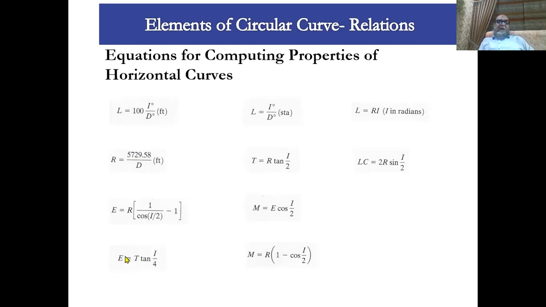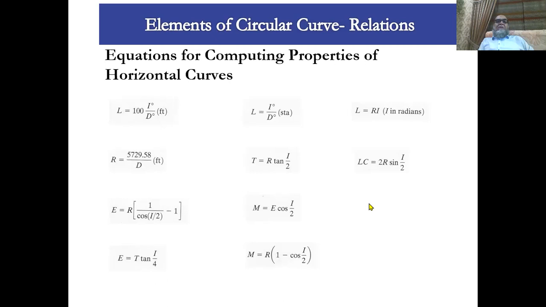This can also be E is equal to T tangent delta over 4. M is E over cos delta by 2, or M is equal to R times (1 minus cos I by 2). Length of the chord is 2 R sine I by 2.